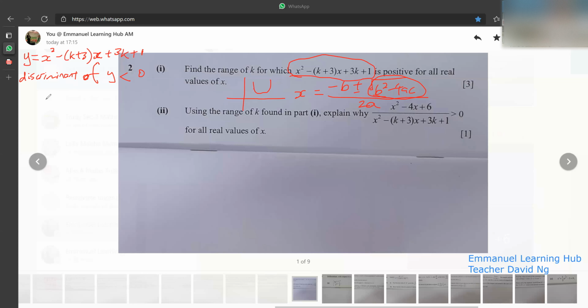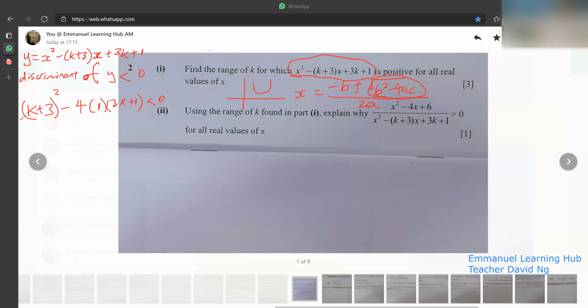Your b squared minus 4ac is negative. So your b squared will be (k plus 3) squared, or rather (minus (k plus 3)) squared, either one, because a negative squared is the same as a positive squared. So b squared minus 4ac is less than 0. You understand this one?